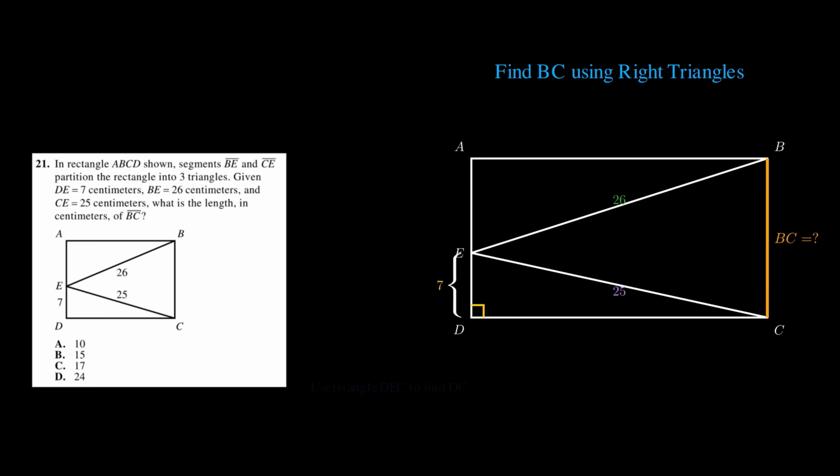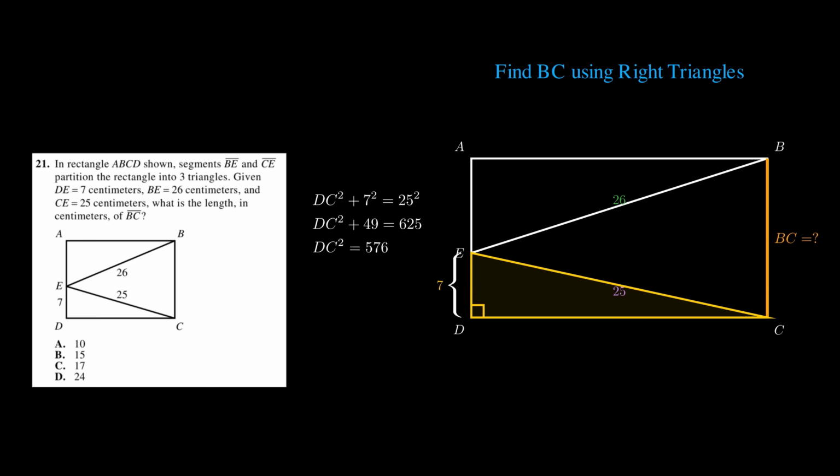Look at triangle DEC at the bottom. This triangle is a right triangle. We know DE equals 7, EC equals 25, and we want to find DC. Using the Pythagorean theorem, DC squared plus 7 squared equals 25 squared. So DC squared plus 49 equals 625. Subtract 49 from both sides. DC squared equals 576. Taking the square root gives DC equals 24. So the width of the rectangle is 24.